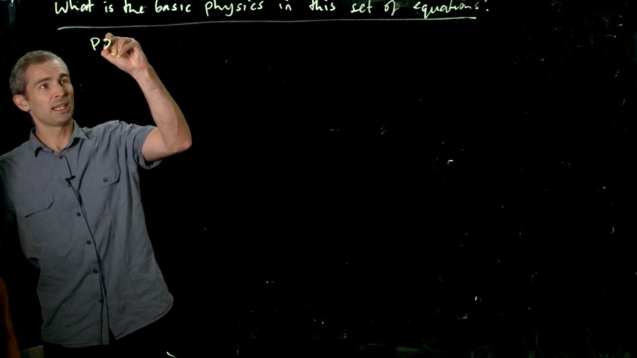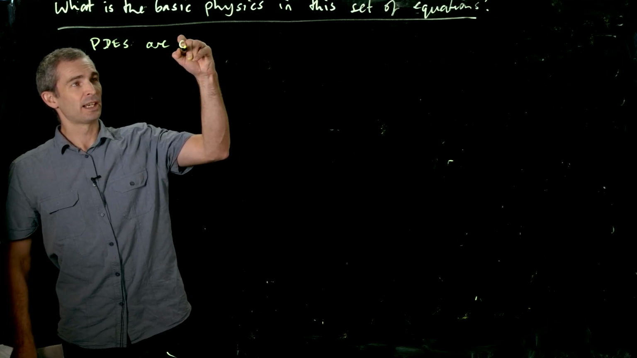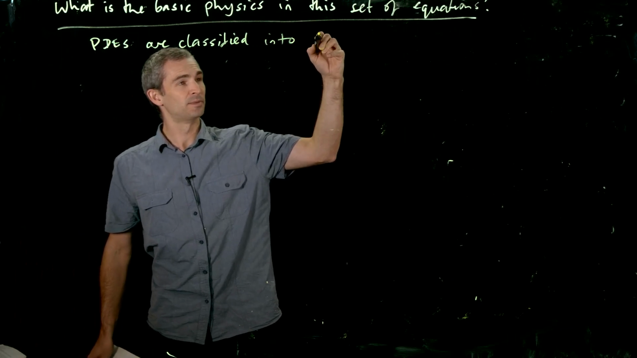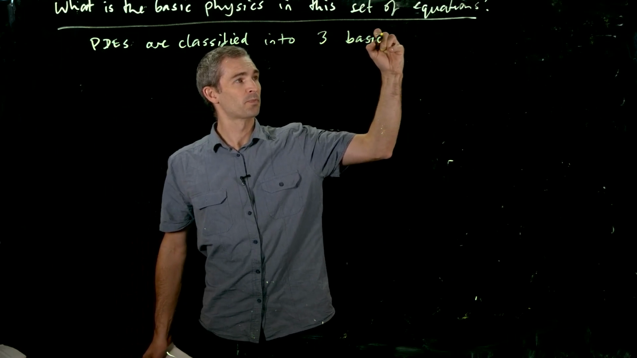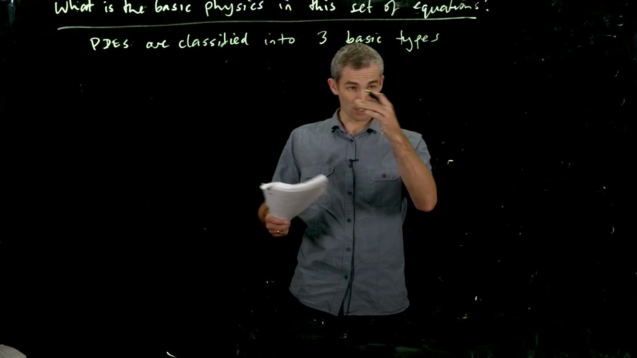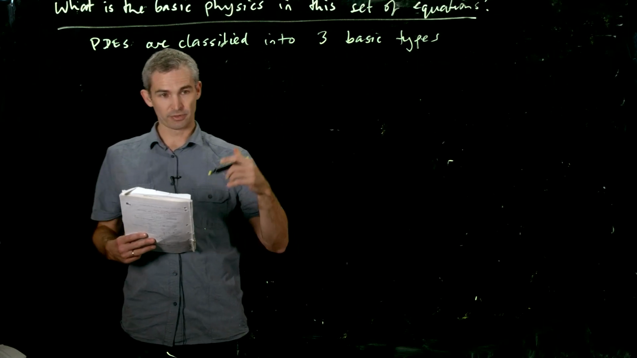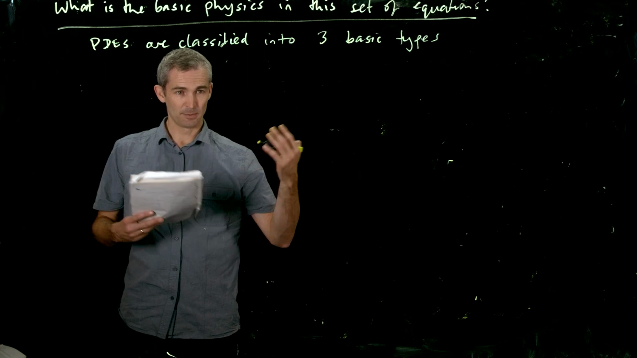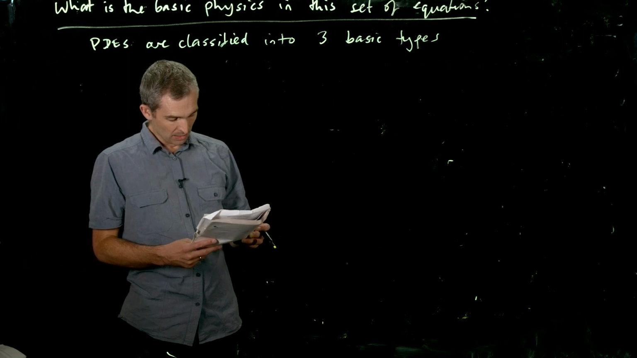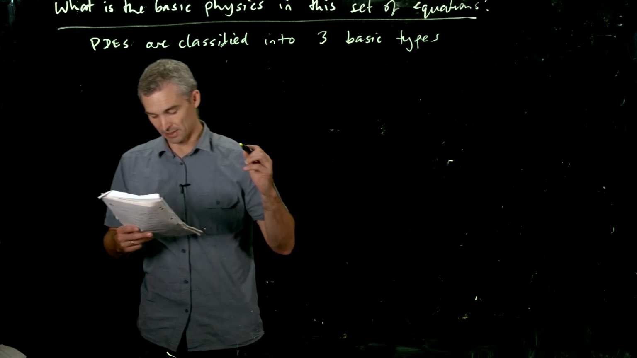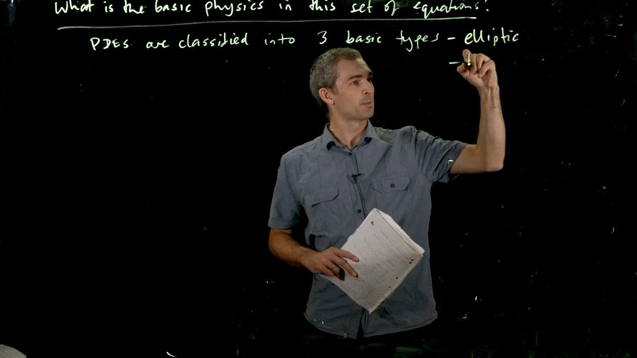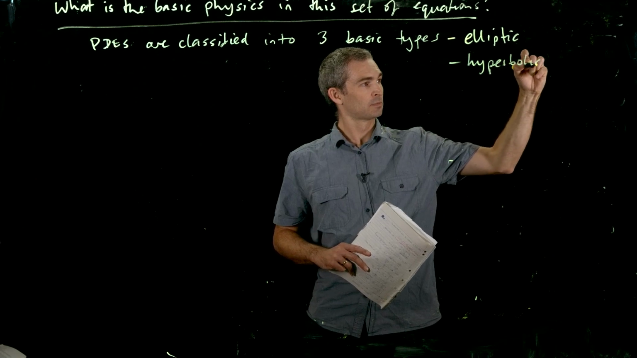Essentially, PDEs are classified into 3 basic types. And I'm not even going to give you the mathematical definition. You can look it up. It's to do with the coefficients in front of the second derivative. So a partial differential equation is an equation expressed in at least 2 variables, for example, time and space. The 3 basic types are elliptic, hyperbolic, and parabolic.